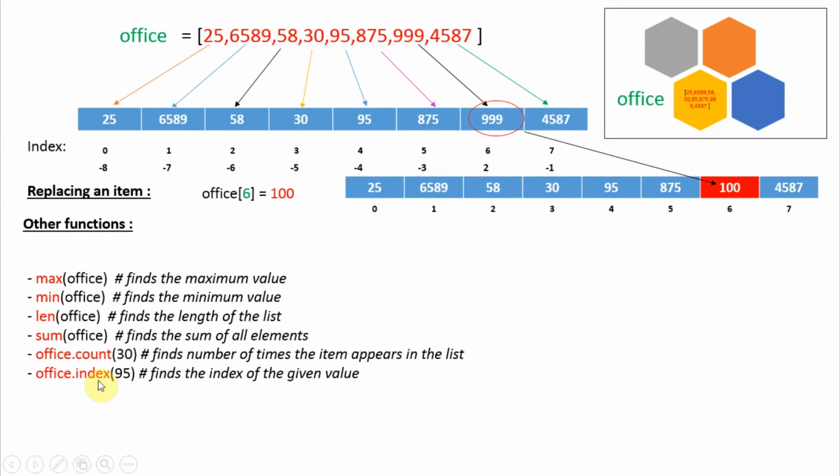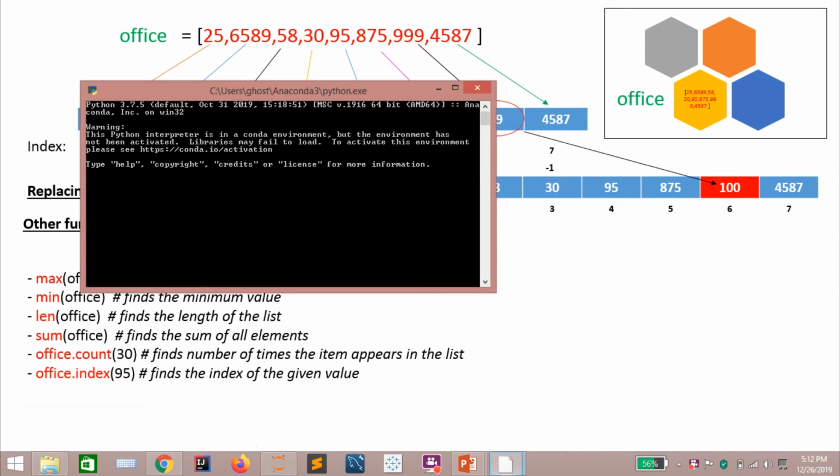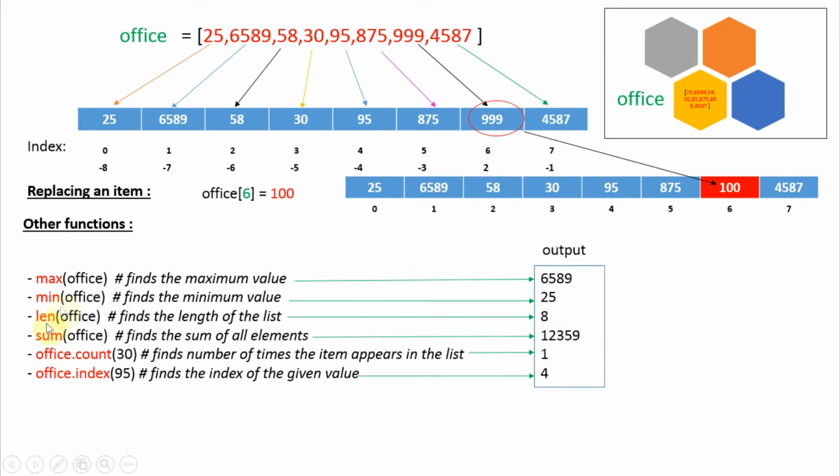Then L dot index, it will find the index of this value if it is present in the list, and if it isn't present, it will throw an error. So we could do L equal to 2 3 4 5, right? So L dot index 2, you can see it will give the index position of that element. So if we use another item which is not present, it will throw an error. You can see the output of these commands.